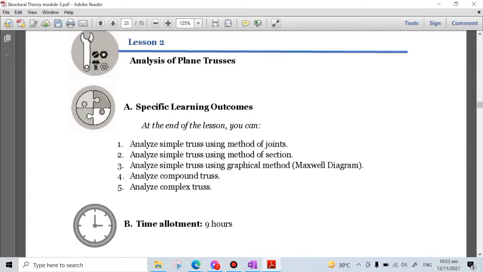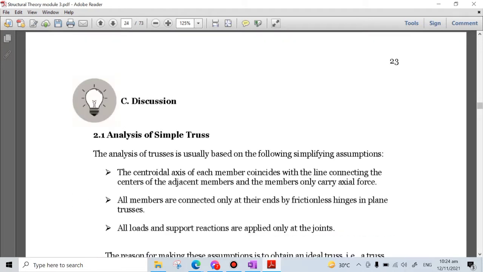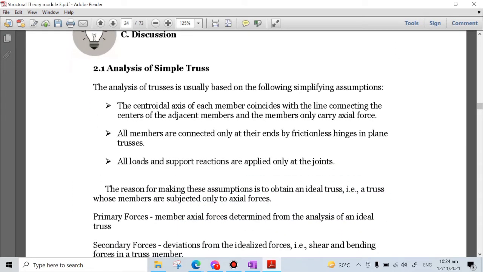So, Lesson 2 is the analysis of plane trusses. Dito mag-a-analyze tayo ng simple truss using the method of joints and method of section. And then yung graphical, yung Maxwell diagram. Siguro hanggang Maxwell na lang tayo muna. Tapos next meeting natin yung compound and complex, and yung space truss para isang meeting din natin yun. Mahirap namang isiksik sa isang meeting lang lahat.